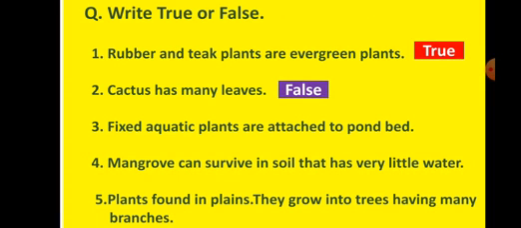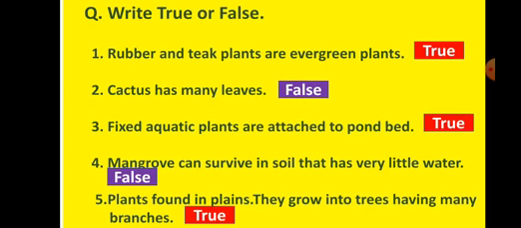Third, fixed aquatic plants are attached to the pond body. See the meaning in the word fixed, so the answer is true. Fourth number, mangrove can survive in soil that has very little water. Is it true? No, it's false. 5, plants found in plains grow into trees having many branches. Yes, of course, this is true. So here true, false, finish.